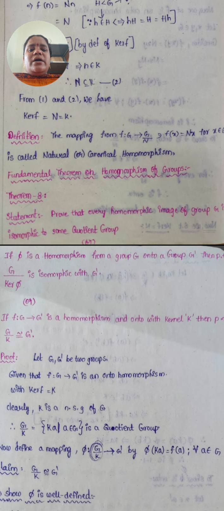So next, the mapping f from G to G by N defined by f of x is equal to Nx is called the canonical homomorphism or natural homomorphism.